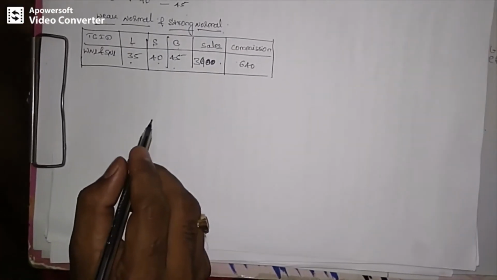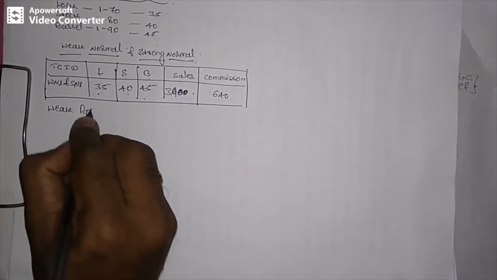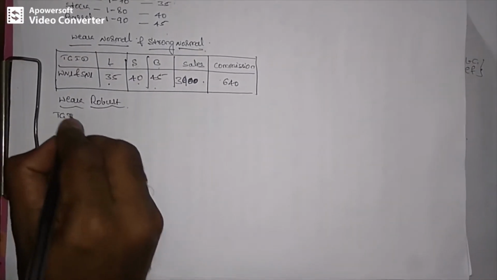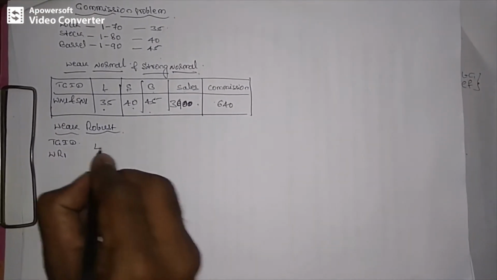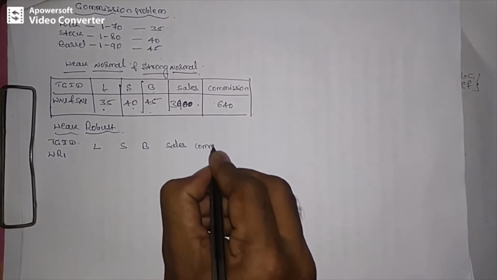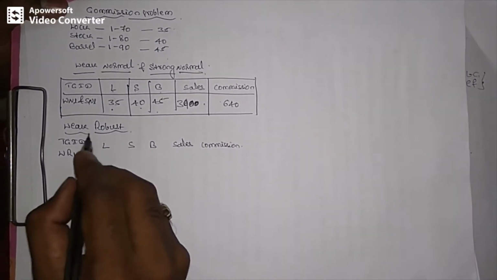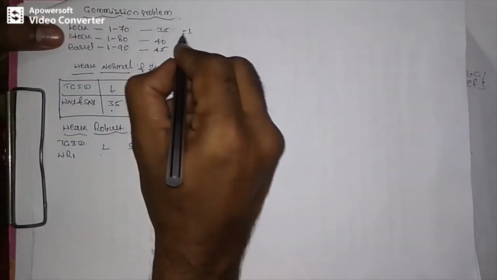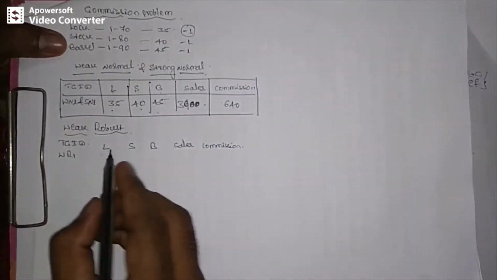Now we will move to the next test case, that is weak robust. Robust means invalid input, and weak means single fault assumption. So here I will write the test case ID: weak robust means WR1. Here the inputs are lock, stock, barrel, and the outputs are total sales as well as the commission. This is my expected outcome. Now for WR1, the invalid input for the lock is -1, for the stock is -1, and for the barrel is -1.